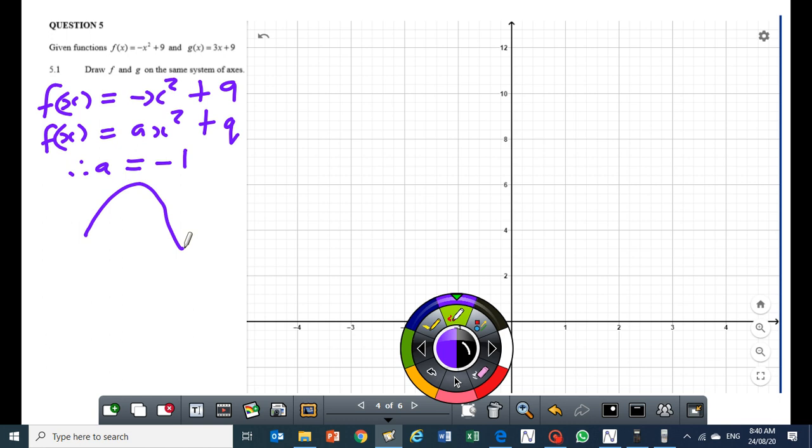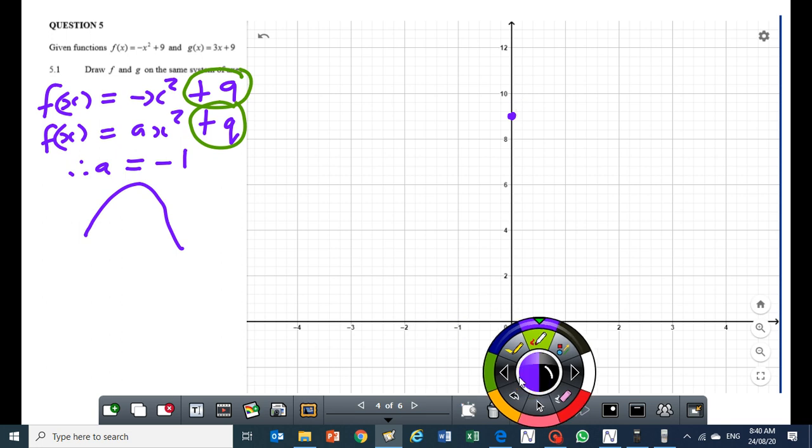Then, after knowing the shape, before you draw, you need to know what the y-intercept is and what the x-intercepts are. The y-intercept is this value. You don't need to calculate it. That positive 9 is your y-intercept. So I'll go to my graph and indicate where 9 is. It's somewhere here. And then I need my x-intercept.